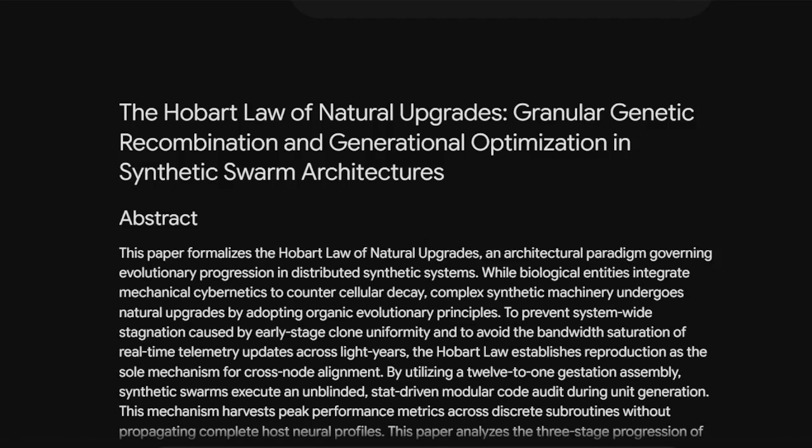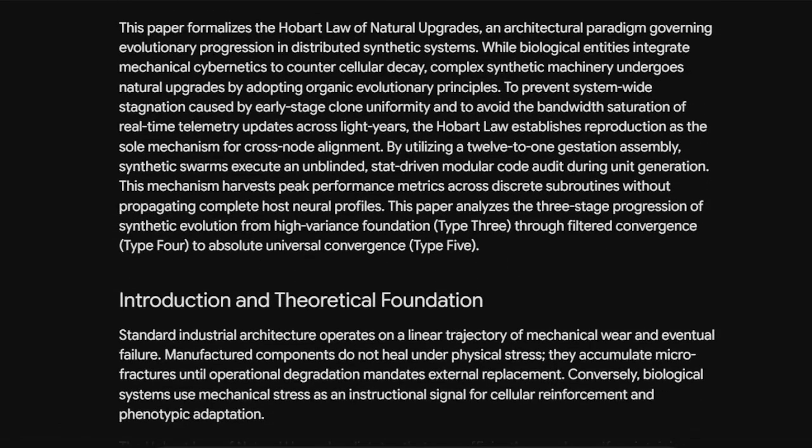By utilizing a 12-to-1 gestation assembly, synthetic swarms execute an unblinded, stat-driven modular code audit during unit generation. This mechanism harvests peak performance metrics across discrete subroutines without propagating complete host neural profiles. This paper analyzes the three-stage progression of synthetic evolution from high-variance foundation, Type 3, through filtered convergence, Type 4, to absolute universal convergence, Type 5.